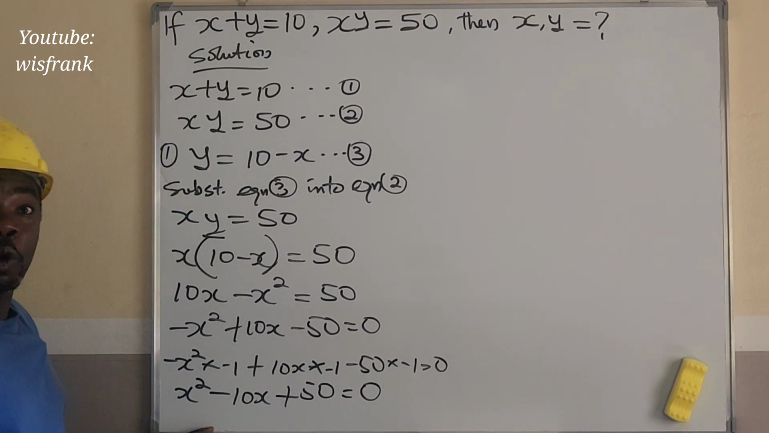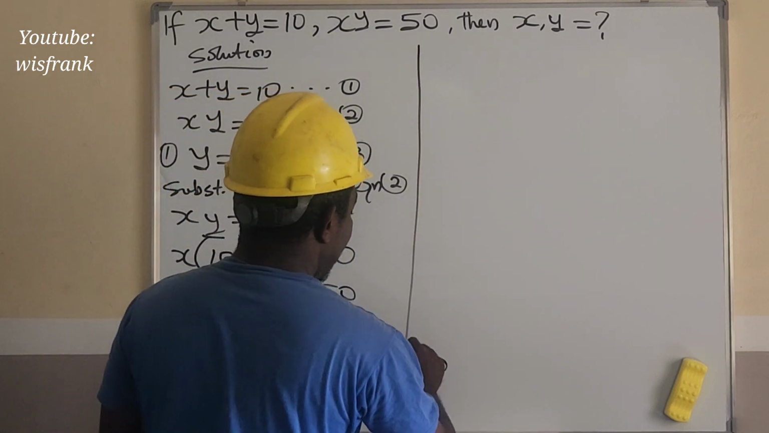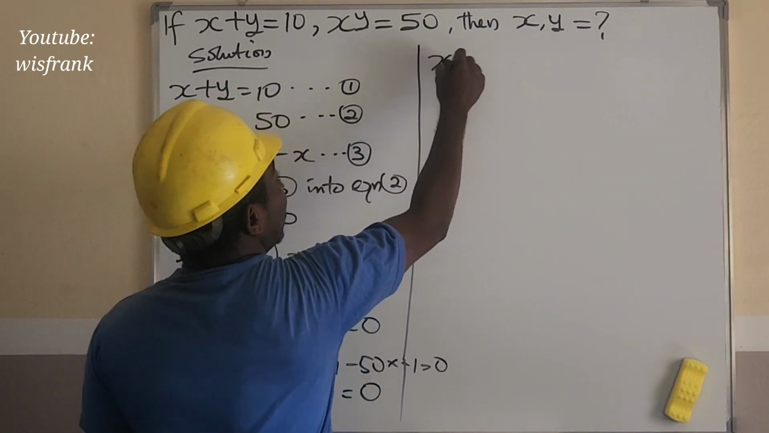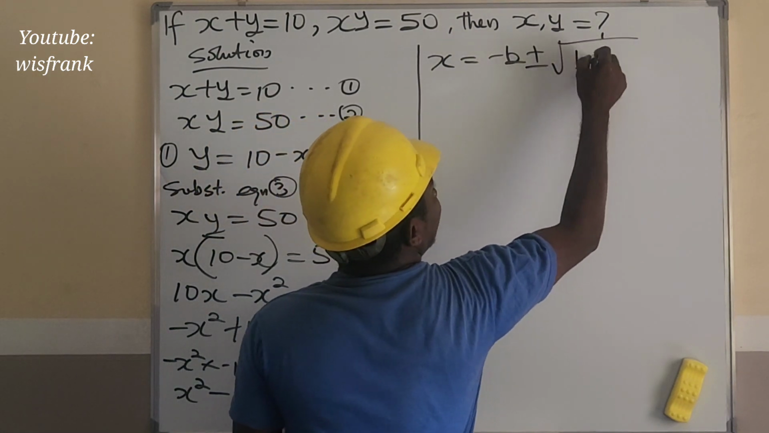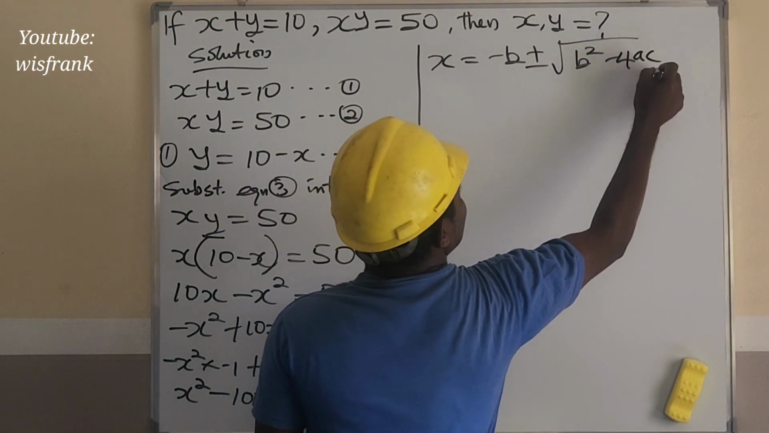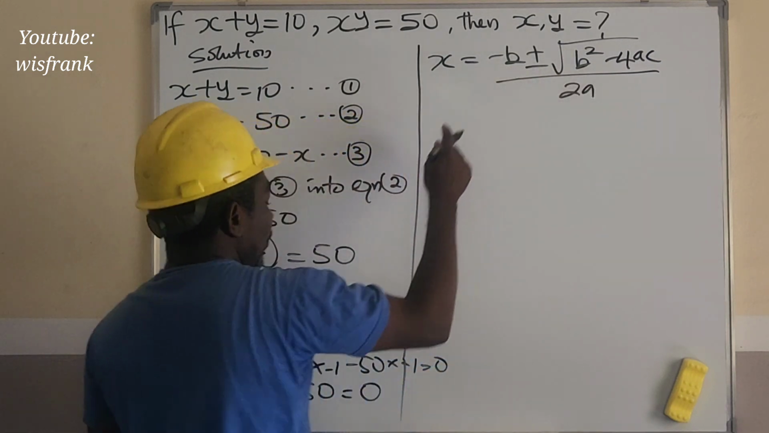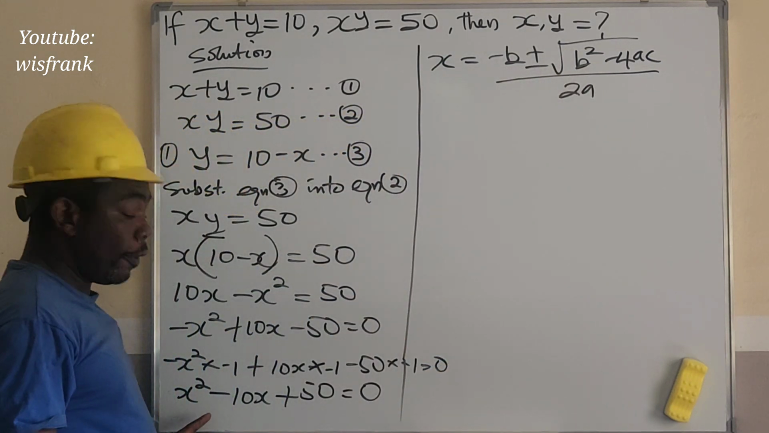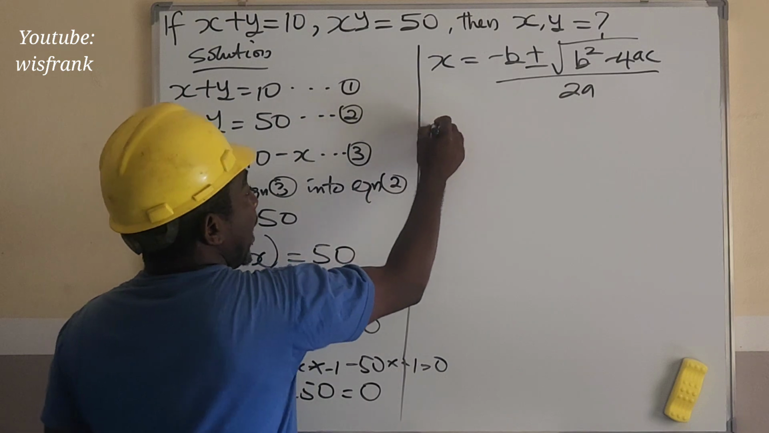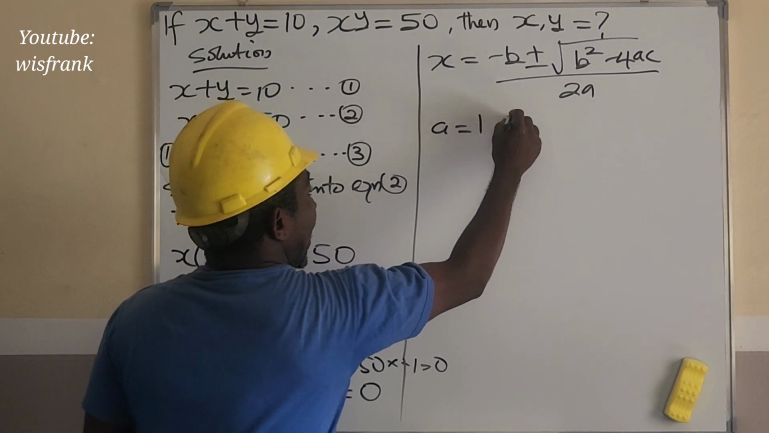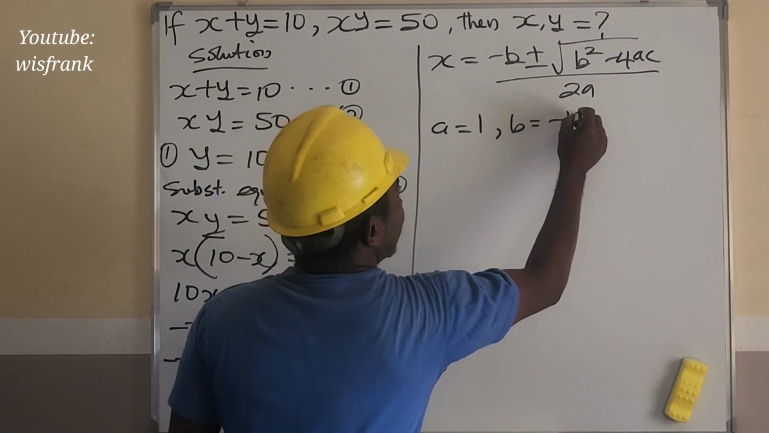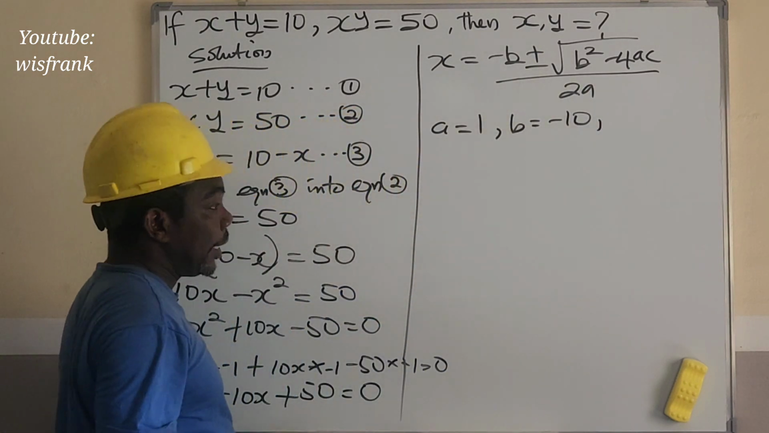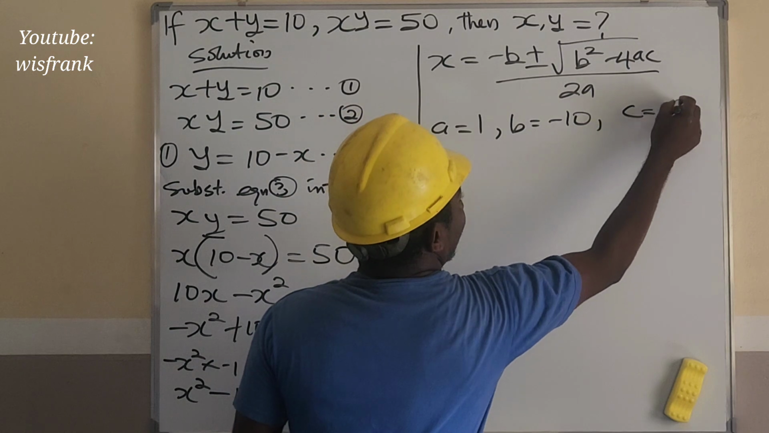We can see that we have a quadratic equation here. So here we are going to use the quadratic formula for us to find the value of x. Our quadratic formula is in the form x equals minus b plus or minus square root of b to the power of 2 minus 4ac, all over 2a. So here our coefficient of x squared, which is a, equals 1, and coefficient of x, which is b, equals minus 10, and also the constant, which is c, equals 50.